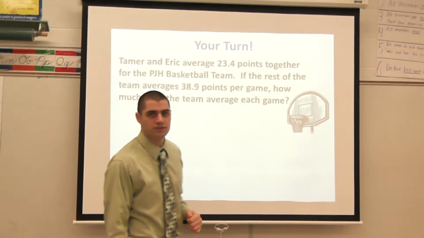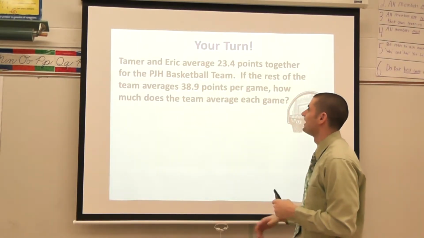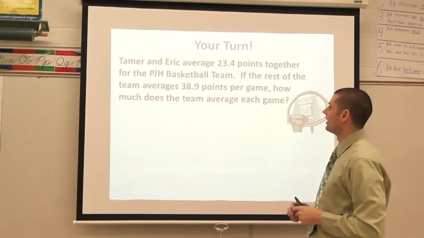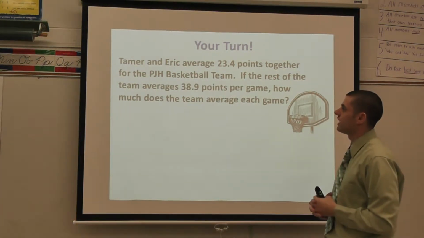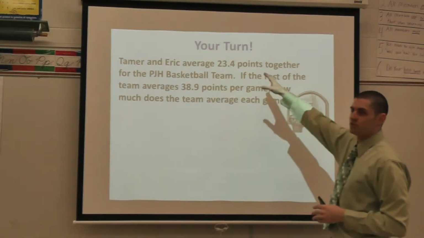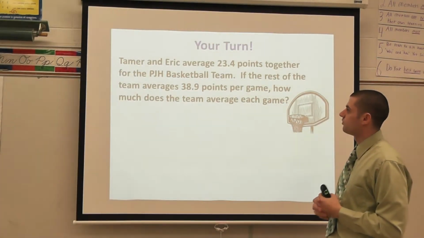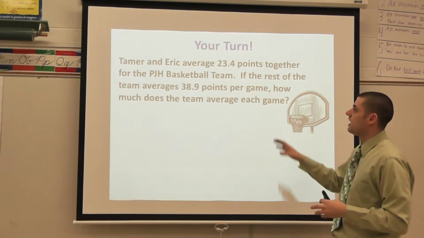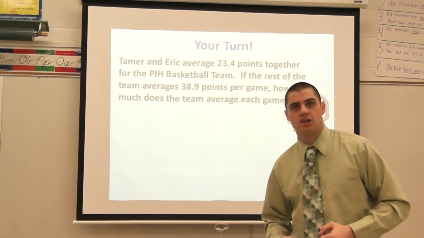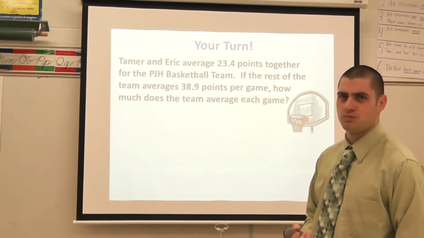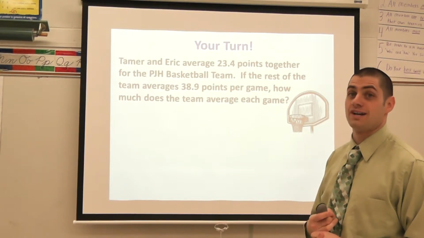All right, your turn. I'm using a little basketball example here. Go figure, shooting some jump shots out here. Tamer and Eric averaged 23.4 points together for the Prairie Junior High basketball team. So that's how much they average per game. If the rest of the team averages 38.9 points per game, how much does the team average each game? Again, I know you already have your calculator, pencil, and paper ready to go. Go ahead, pause this video and let's see what you come up with for our basketball problem today.